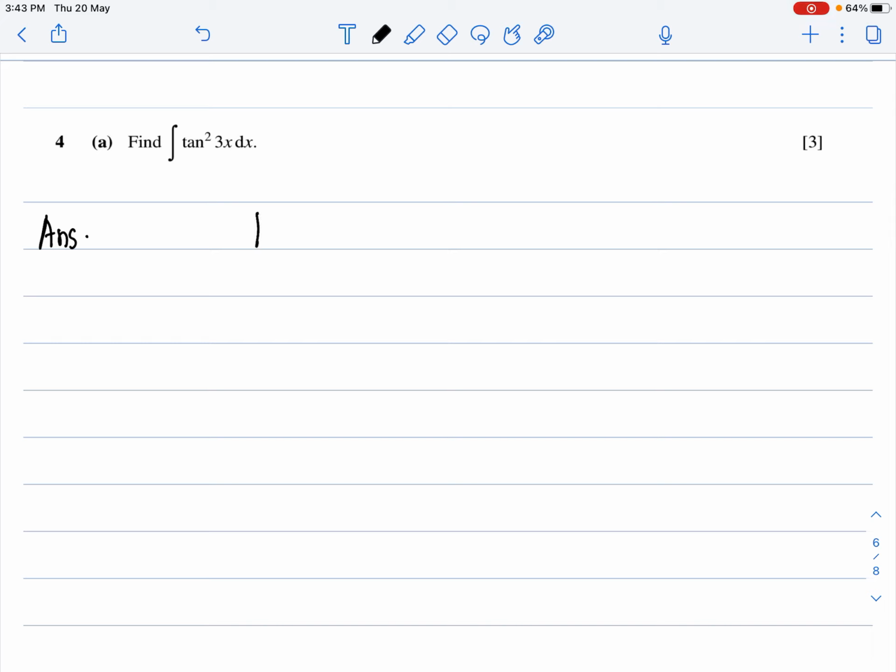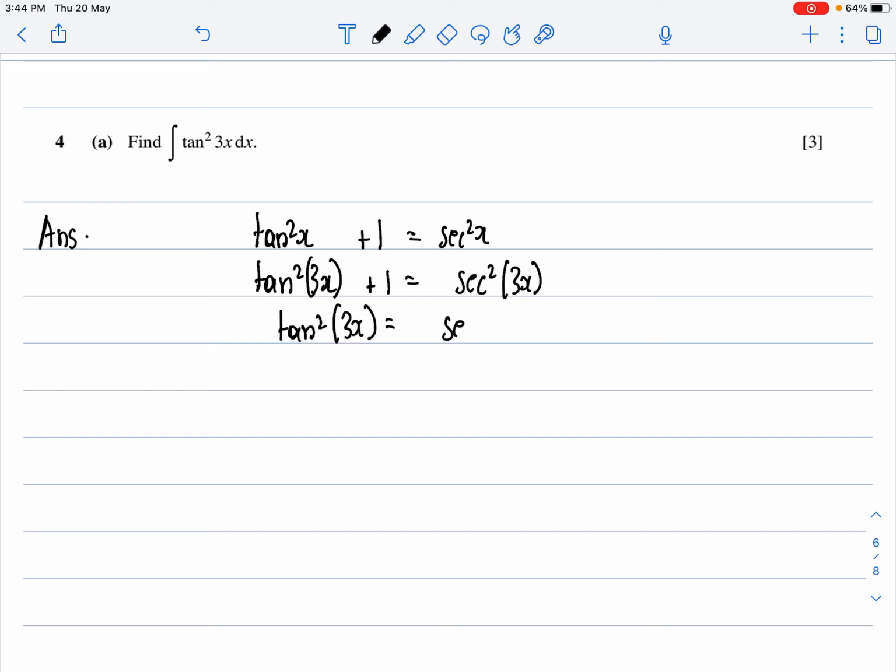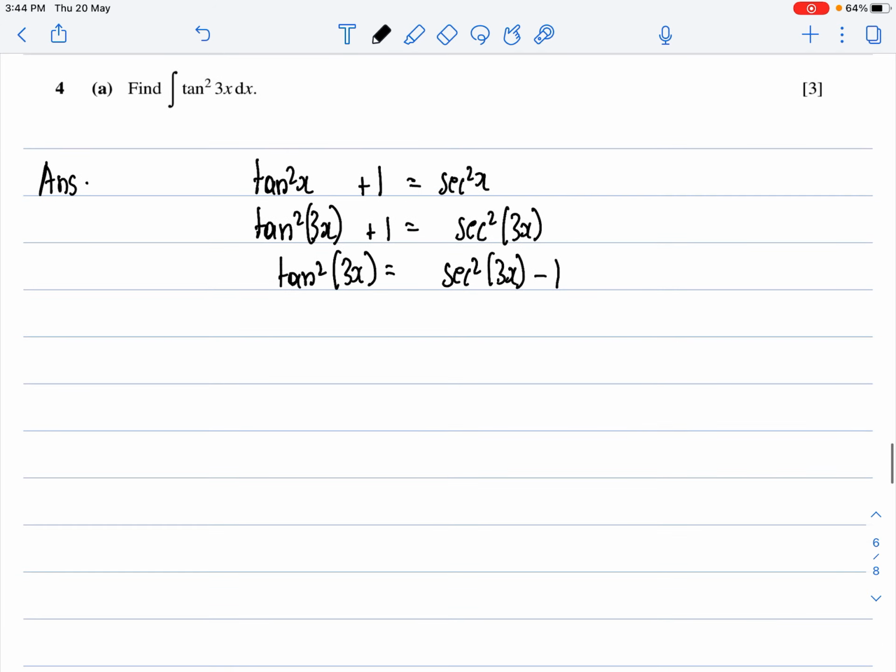One of the identities states that tan square x plus 1 equals sec square x. That means tan square 3x plus 1 will be equal to sec square 3x. So I can write tan square 3x as sec square 3x minus 1. Correct?